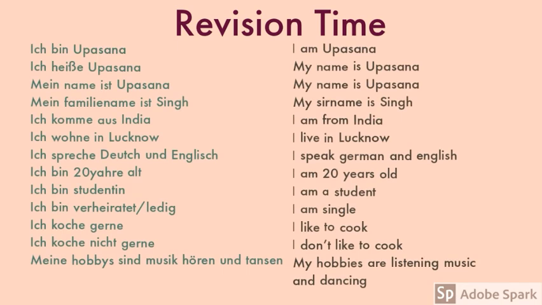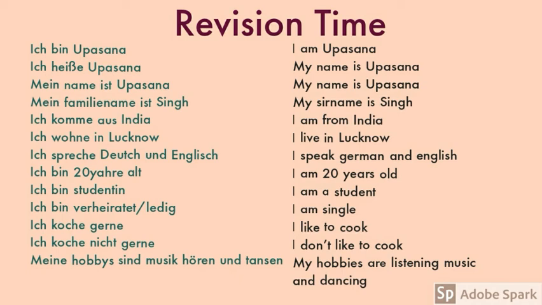Now let's revise. Ich bin Upasna. I'm Upasna. Ich heiße Upasna. My name is Upasna. Mein Name ist Upasna. My name is Upasna. Mein Familienname ist Singh. My surname is Singh. Ich komme aus India. I'm from India. Ich wohne in Lucknow. I live in Lucknow. Ich spreche Deutsch und Englisch. I speak German and English.